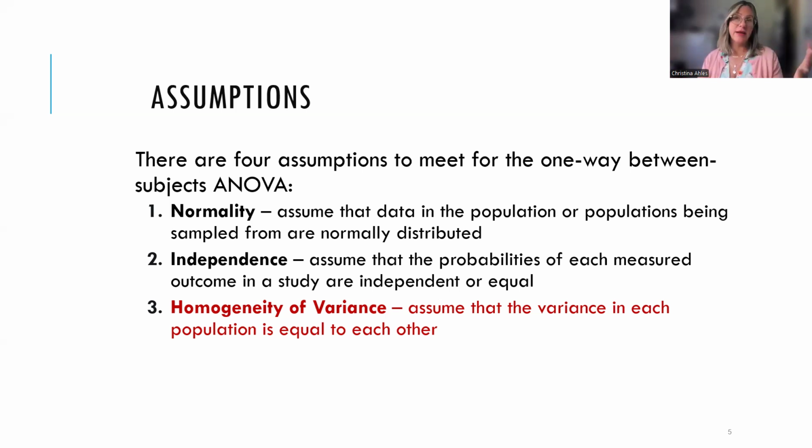And if you have three different conditions, you would still be looking at the largest variance versus the smallest variance. You don't want the larger variance to be twice as big as the smallest variance. So that's really how homogeneity of variance is evaluated.